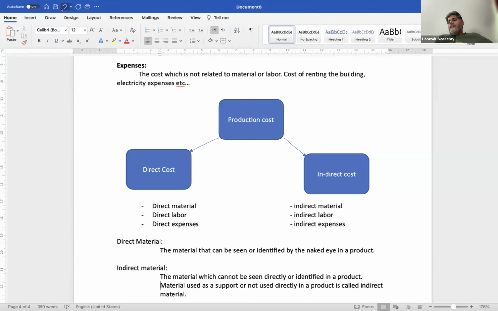And as far as the iron frame is concerned, we can easily calculate the cost per frame. Obviously we are using one frame for the chair, so we can identify its cost. Similarly, the tires which have been used, we can straight away calculate the cost of the tires as well. So that is why they are the direct cost.